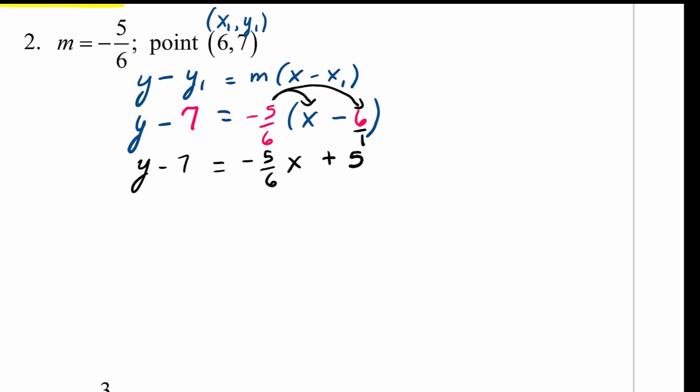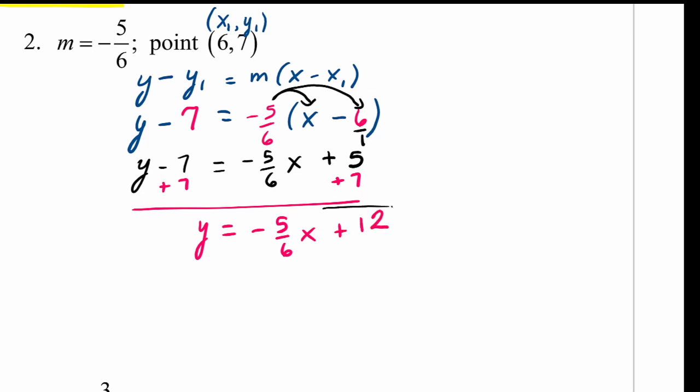That's kind of nice. Okay, and then our last step here will be to add the 7 to get that y by itself, because that's our slope-intercept form. And so we get y equals negative 5/6 x plus 12. Okay, and I'm going to leave the check to you, but there's our equation. Let's do a couple more.